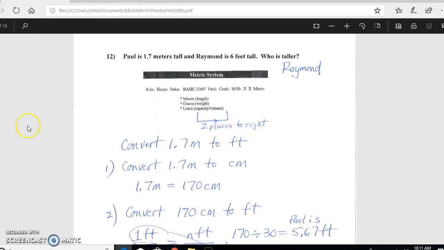This is the practice test for measurements, and here we're working on problem number 12. It states Paul is 1.7 meters tall and Raymond is 6 feet tall. Who is taller? So we need to convert the meters into feet so we can compare the height of Paul and Raymond. So we want to convert 1.7 meters into the number of feet.